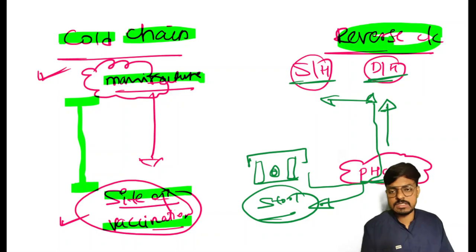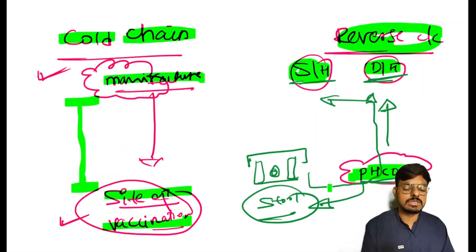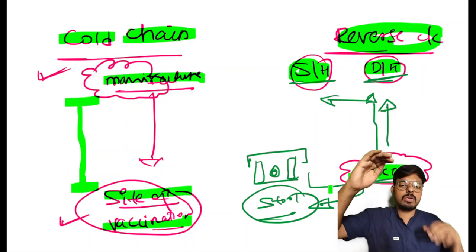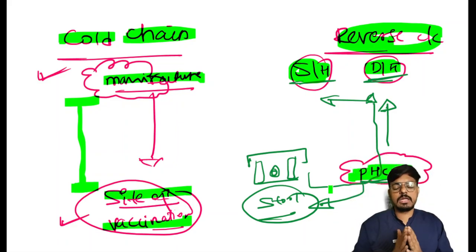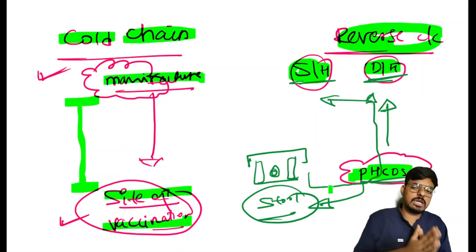So we are sending some samples from the very periphery to the district hospitals or the state hospitals for testing purposes. This is called the reverse cold chain. The cold chain comes from the higher level to the lower, but the reverse cold chain goes from the lower to the higher. That is the very basic difference between the cold chain and the reverse cold chain.